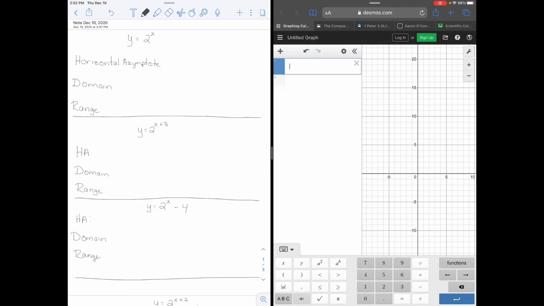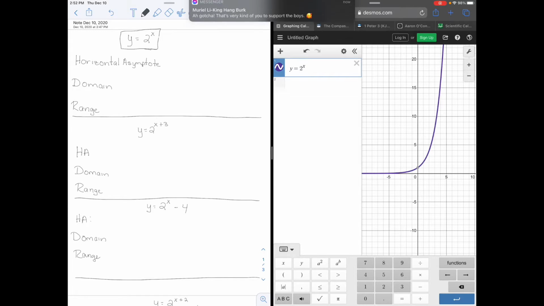All right, so we're going to start by looking at our parent function, which is y equals 2^x. That is our parent function. So we're going to do y equals 2, and then to do raised to the x, we have to do the a to the b form, and then press x. And that is what an exponential function looks like.